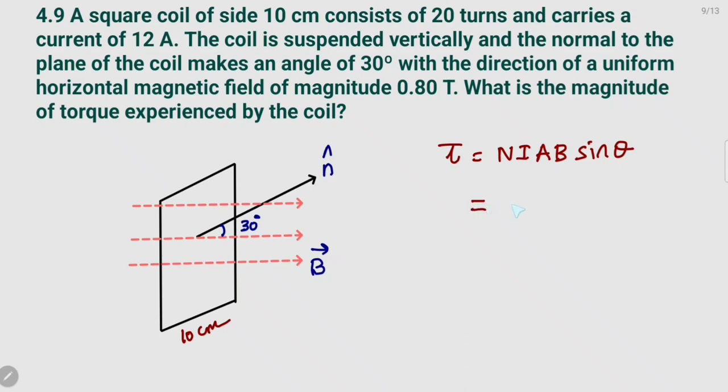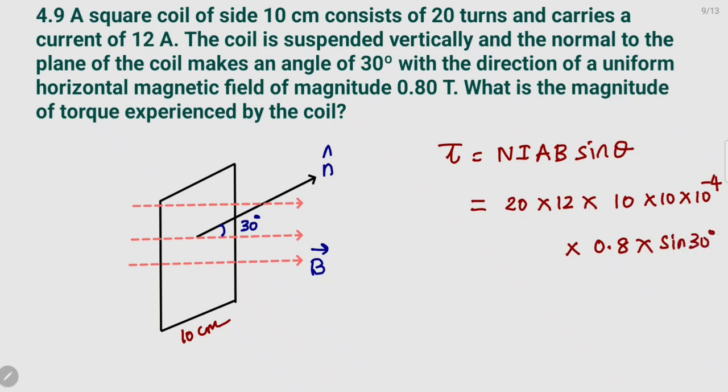The N value is given, 20 turns, and the current value is given, 12 ampere. The area of a square, you know, the side is 10 centimeter, so 10 into 10, then you have to convert to 10 power minus 2 meter also. So let me put together 10 power minus 4, because 10 power minus 2 into 10 power minus 2 is 10 power minus 4; this is the area. Into B, the magnetic field value is given, 0.8 Tesla, then sine 30.